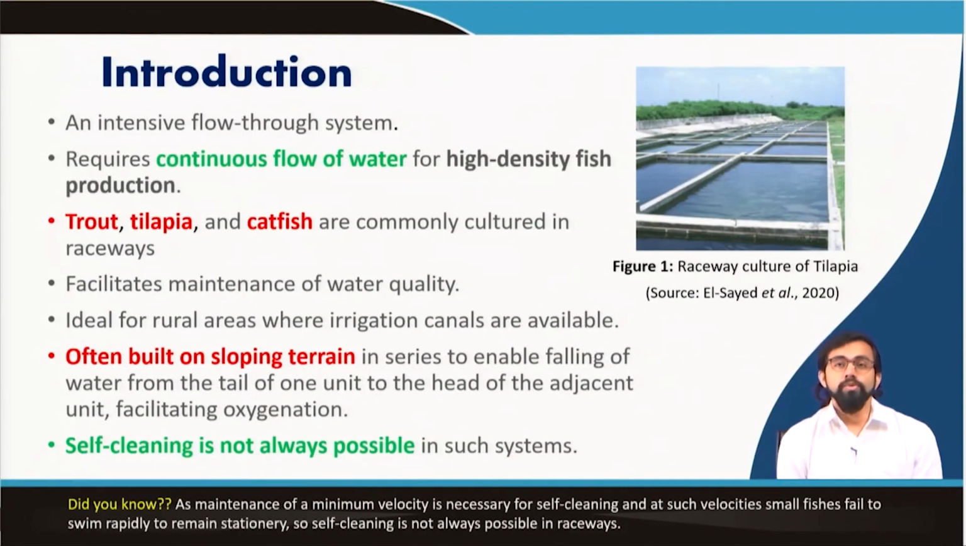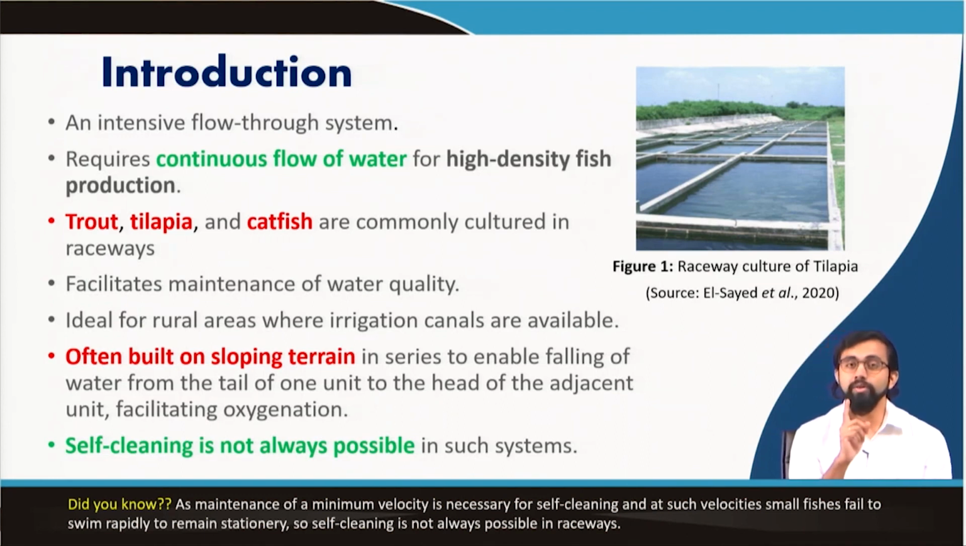So, you know, the raceway is actually an intensive flow through system. It requires continuous flow of water for high density fish production. As you might remember, in the last lecture material we discussed the flow through systems, and the raceway is one type of intensive flow through system, right. So it requires continuous flow of water, and trout, tilapia and catfish are the ones most commonly cultured in the raceway.